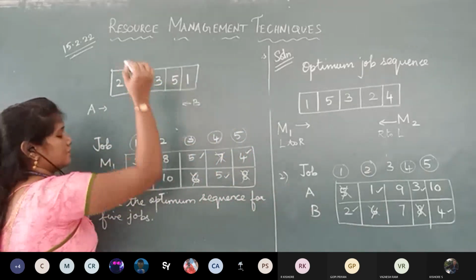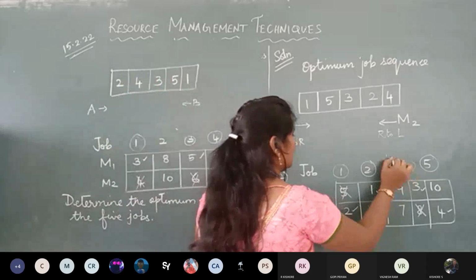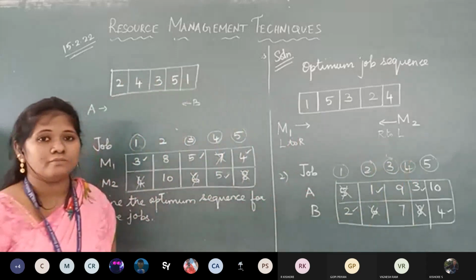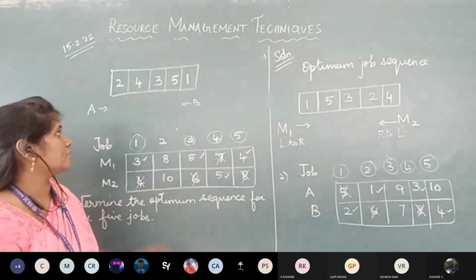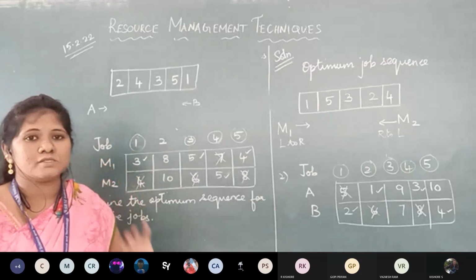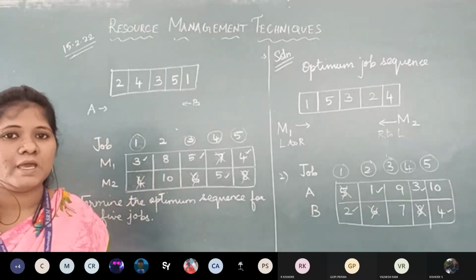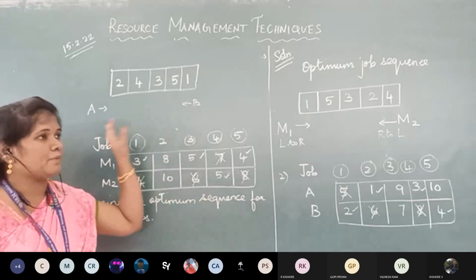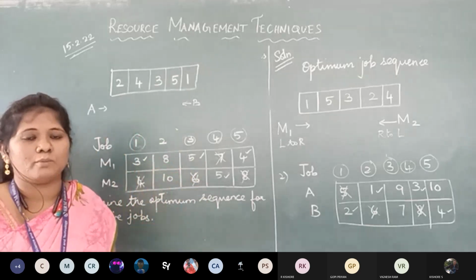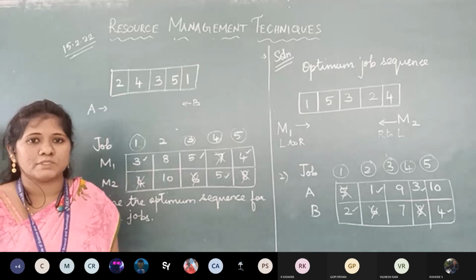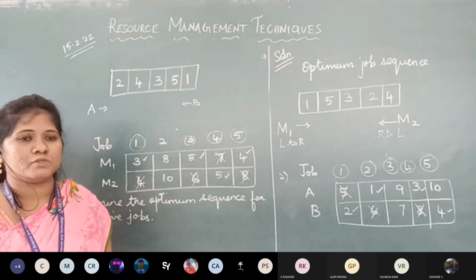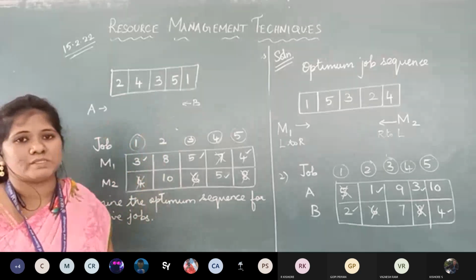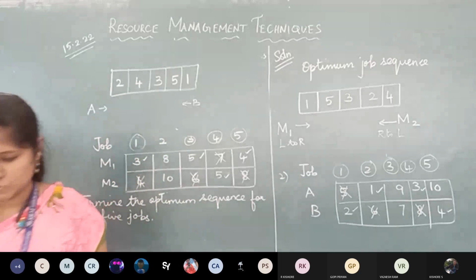This is how you're sequencing your job sequence. Okay. This is your optimum job sequence. This is how you do your optimum sequence. Any doubt? Okay, very important. With this optimum sequence only, we will then carry out the problem and find out your total elapsed time and your idle time. So first you have to know how to sequence. Okay, so write it down.